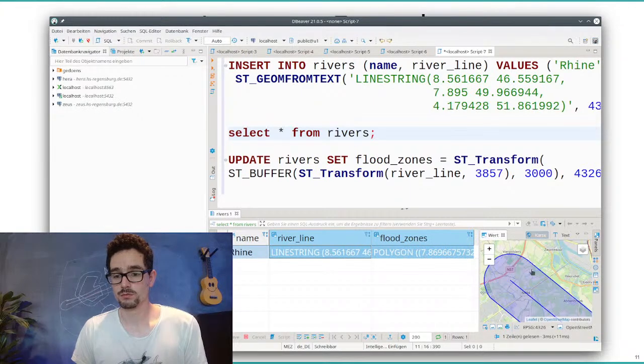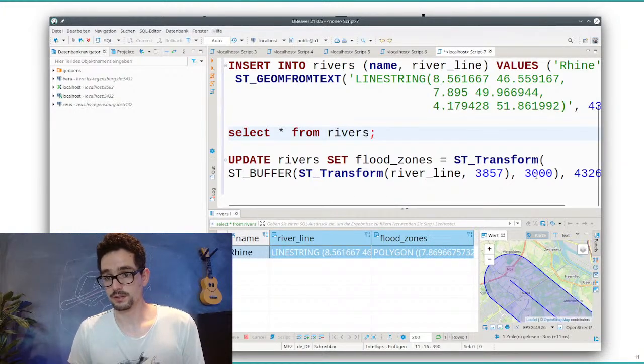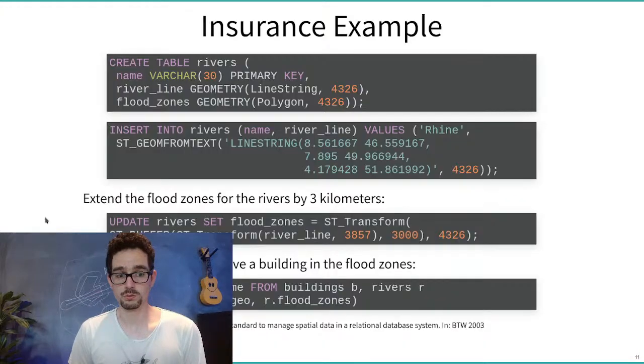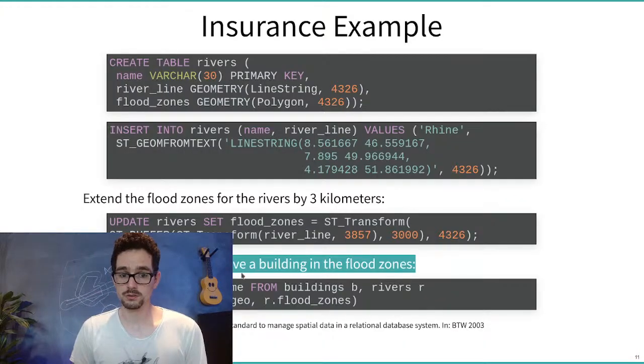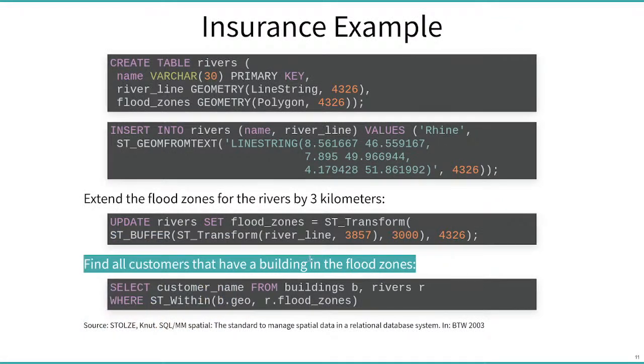So when somebody lives in this flood zone, you can say that the distance between that building and that river is 3 kilometers or less. And that's what we do now. Find all customers that have a building in the flood zone.